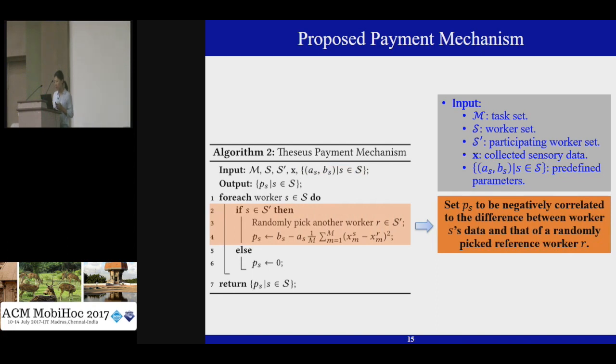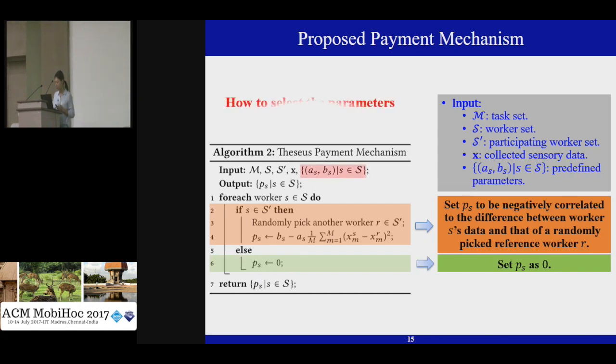For each participating worker S, the algorithm sets payment PS to be negatively correlated to the difference between the worker S data and that of a randomly picked reference worker R. Clearly, if any worker S chooses not to participate, her payment is set at 0. Then the question left to be answered is how the parameters AS and BS should be selected for each worker S.